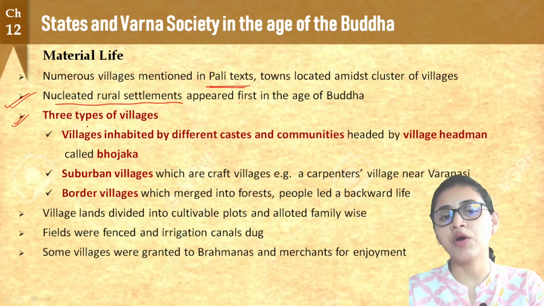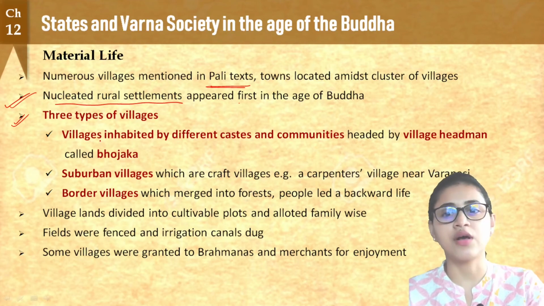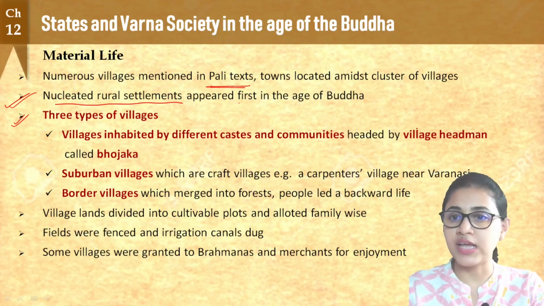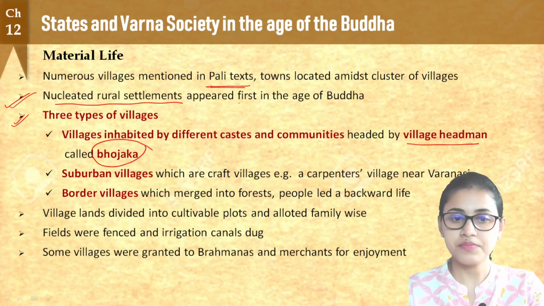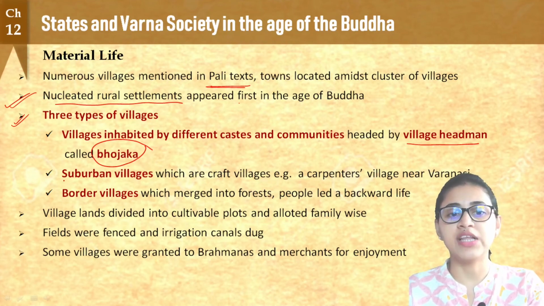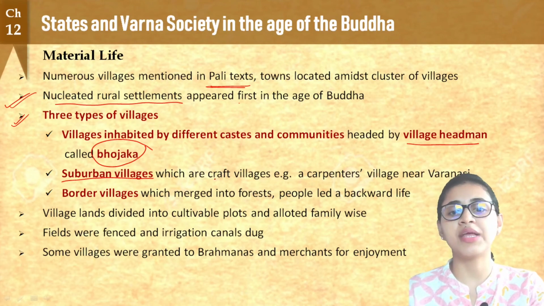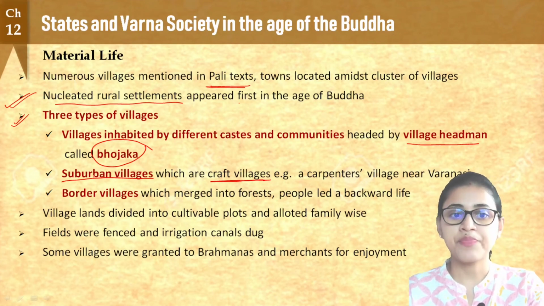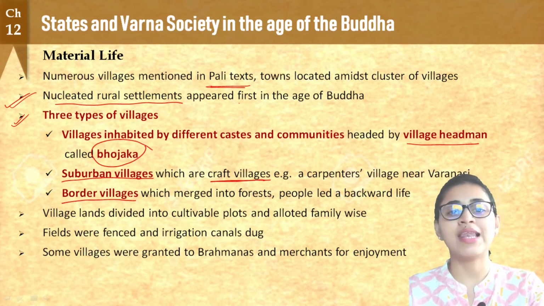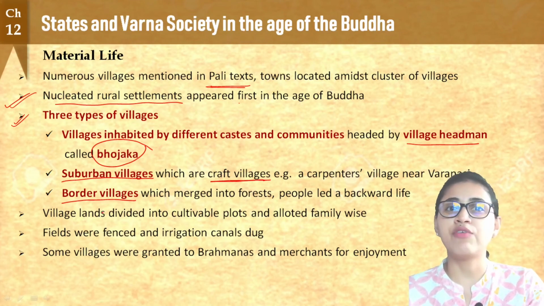Then the texts mention three types of villages. The first type are villages inhabited by different castes and communities together, headed by a village headman, who was called the bhojaka. The second type are suburban villages, which provide a connection between the towns and the countrysides. Suburban villages are mainly craft villages. For example, we have the mention of a carpenter's village near Varanasi. The third type are border villages, which lie on the boundaries of the countrysides. These villages merged into the forests, and most of the people who lived there led a backward life and were mostly into hunting and gathering.